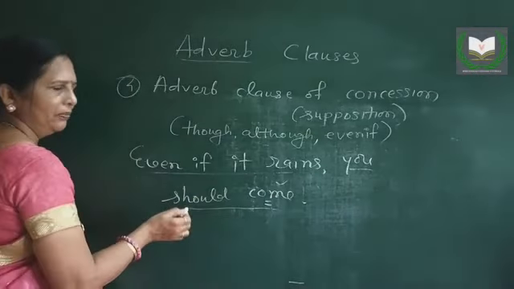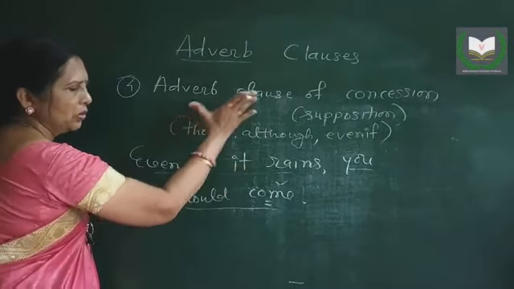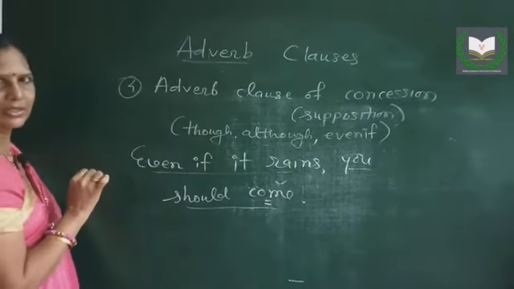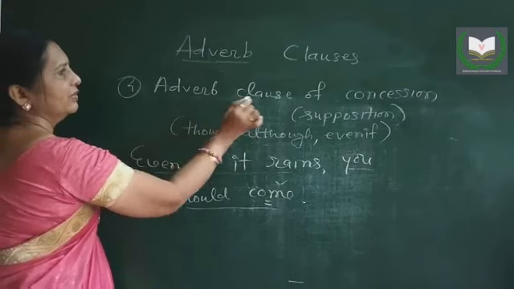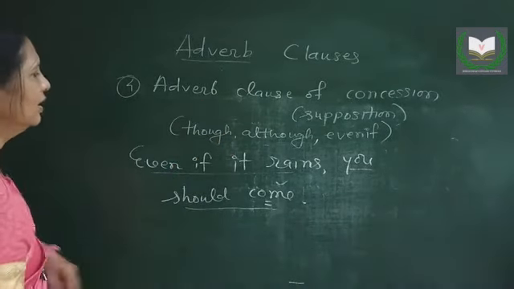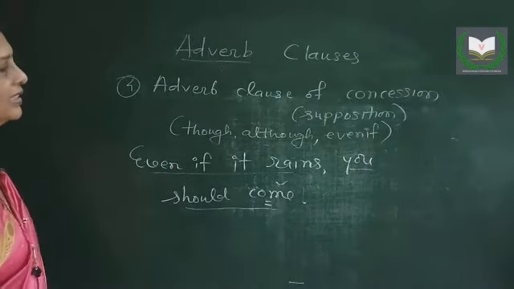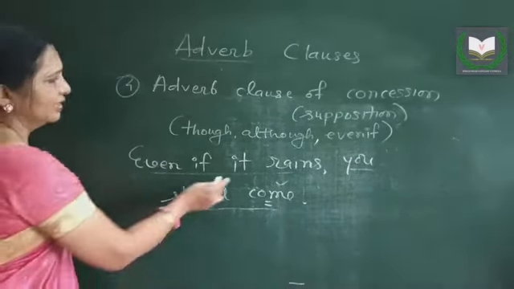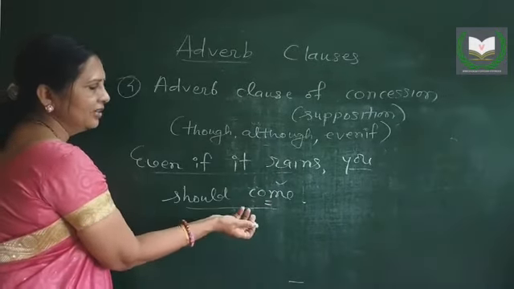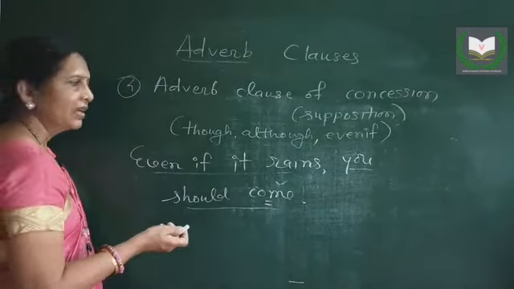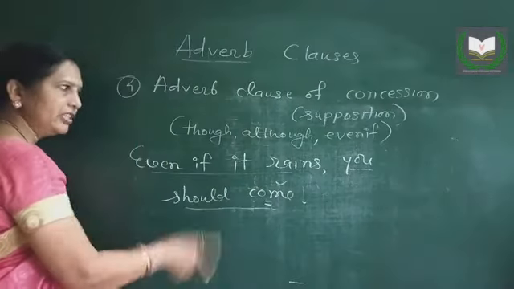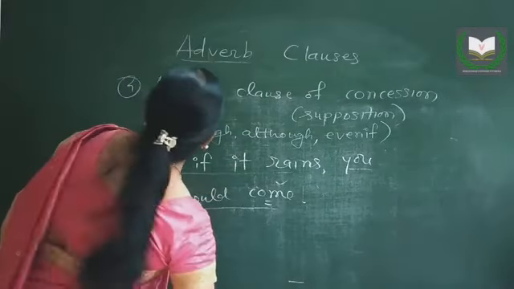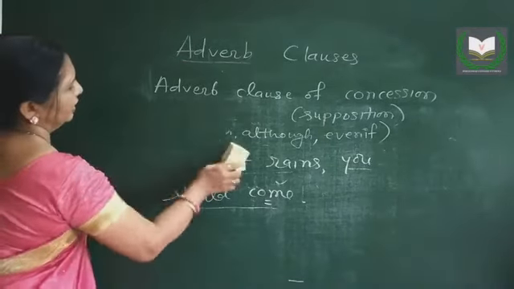And this is the verb. So this clause tells you more about the verb. जो verb विषयी सांगतो तो adverb clause. And so this is the adverb clause of concession or supposition. याला concession or supposition का म्हणतात? Because say here, if it is raining, generally what happens? People don't like to come. But though it rains, even if it rains, you should come. Contrast है, opposite है. So this is the fourth type of adverb clause.